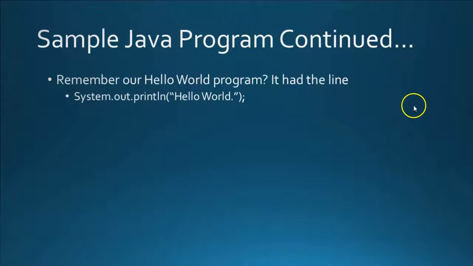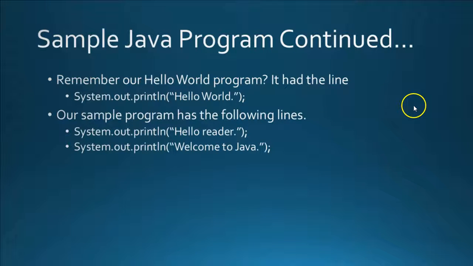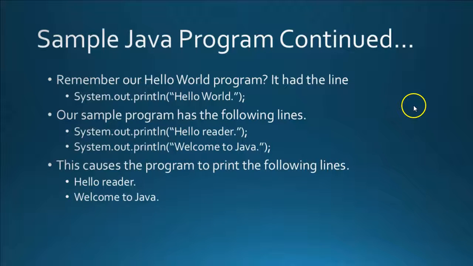All right. Remember our Hello World program that had the line System.out.println? Well, our sample program is going to have these lines: System.out.println("Hello reader"); System.out.println("Welcome to Java"); This is going to be a program that prints out two lines: Hello reader, welcome to Java. That's what it's going to do.